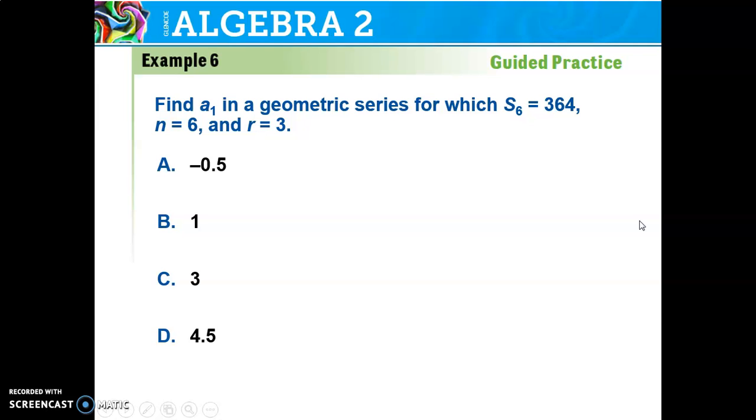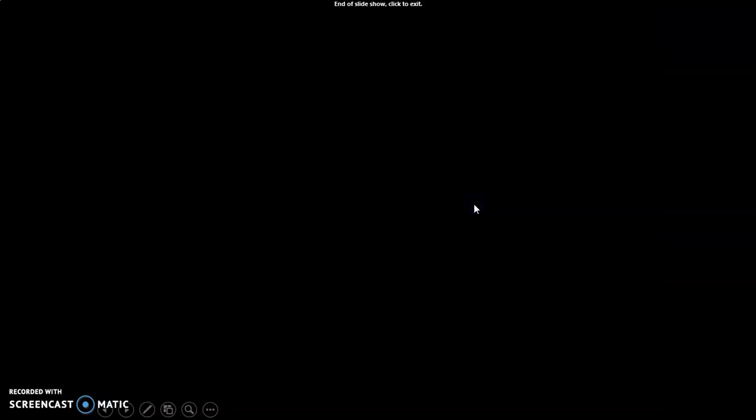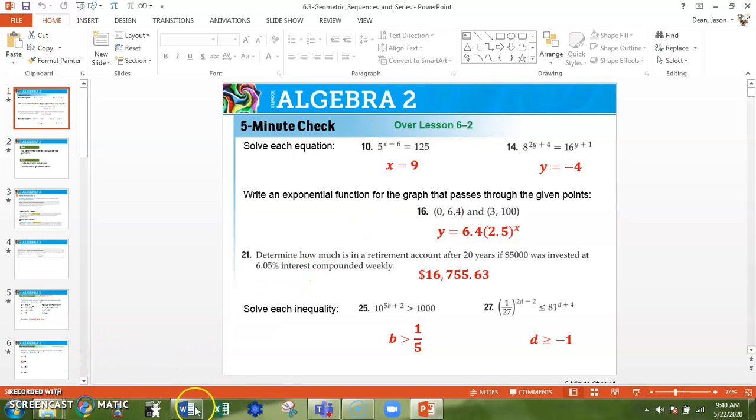One for you to try. B is 1, or the first term is 1. And that completes lesson 6.3.